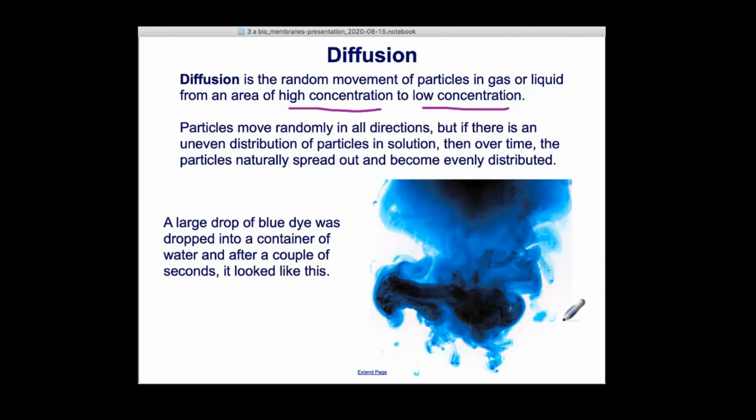A large drop of blue dye was dropped into a container of water, and after a couple of seconds it looked like this. Here you can see some areas of high concentration, and then also some areas that are not quite as concentrated. These are areas of low concentration. Over time, these particles are naturally going to spread out and become evenly distributed throughout this water.